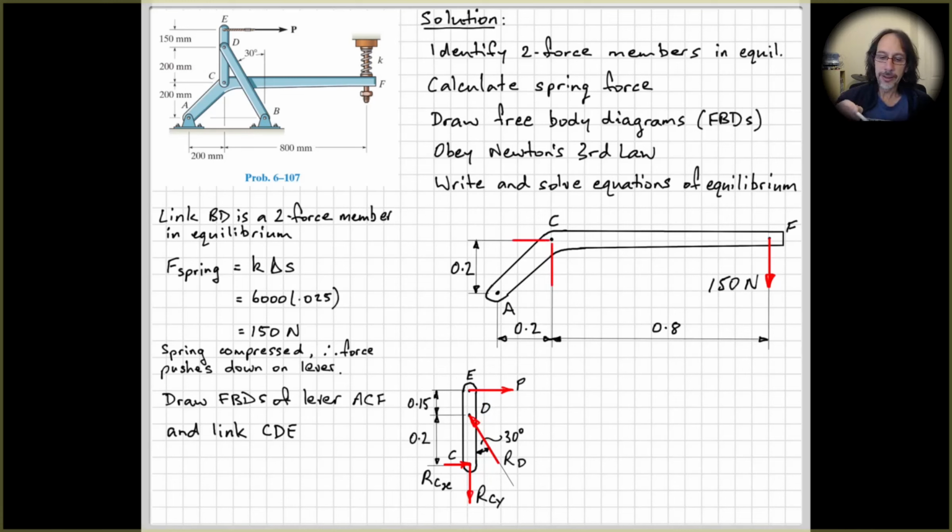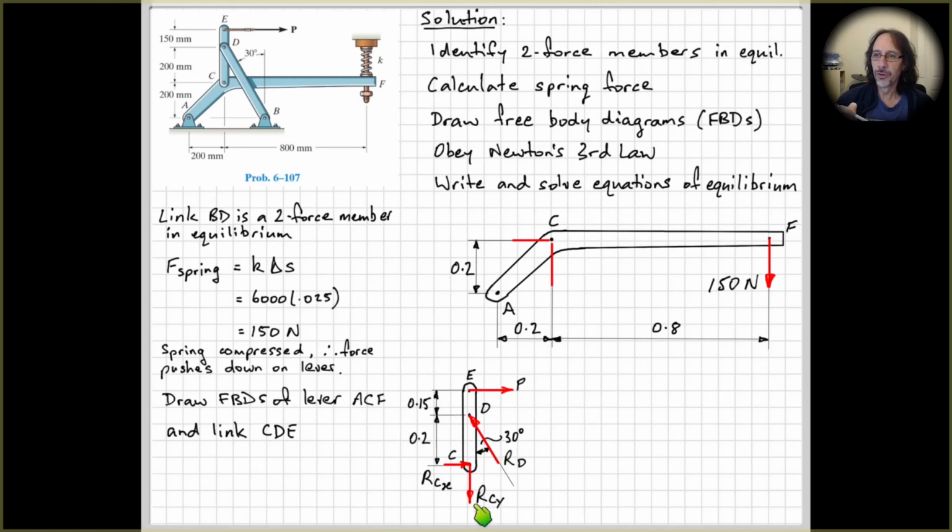Now is where we need to be careful about how we apply Newton's third law. What we have shown on the member ACF here, these forces must be equal and opposite to the forces down on CDE at point C.